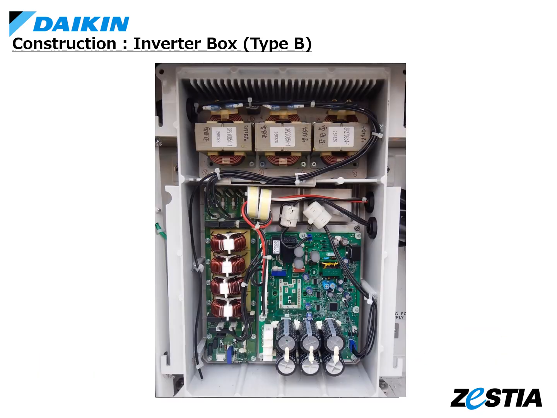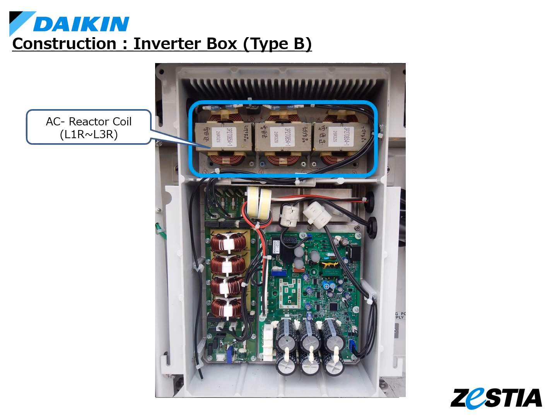Explain parts position in inverter box, Type B. Type B has some changes compared to Type A. First, the DC reactor, contactor, and cooling fan motor have been removed. Also, the number of AC reactors has been reduced to 3. Therefore, the inverter box is smaller than Type A.